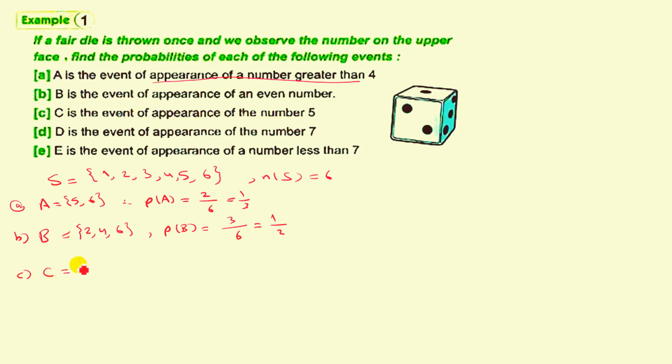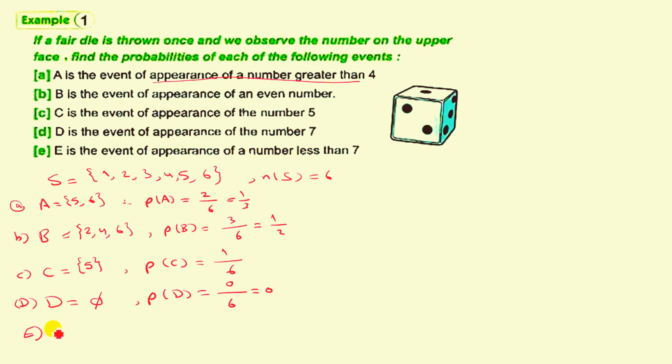There is only one 5 on the die, so the probability of C is equal to 1 over 6. D. D is the event of appearance of the number 7. Of course, there is no number 7 on the die, so D is empty. So the probability of D: how many elements are there in D? No elements, 0 over 6 is equal to 0. We call it an impossible event.